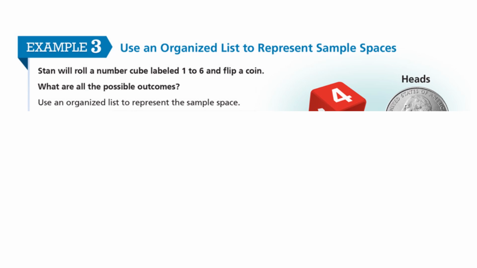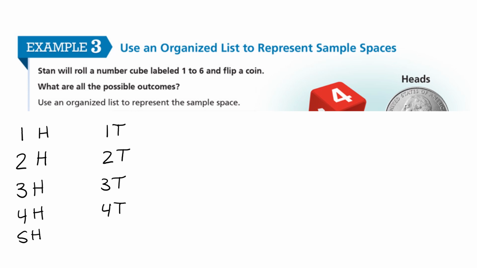The other option is to use an organized list to represent the sample space. If Stan rolls a number cube labeled 1 to 6 and flips a coin, what are the possible outcomes? So he could roll a number 1 and get heads, or he could roll a number 1 and get tails. He could roll a number 2 and get heads. He could roll a number 2 and get tails. He could roll a number 3 and get heads. He could roll a number 3 and get tails, and so on and so forth until we get all possible outcomes listed, which would be a total of 12 outcomes.